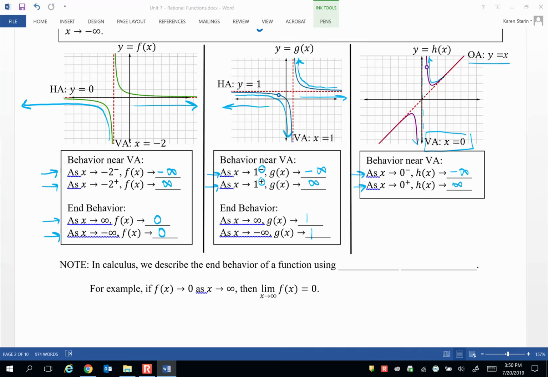So in calculus, we would describe the end behavior of a function using limit notation. So, for example, if f of x approaches 0 as x approaches infinity, then we would write this in limit notation like this. The limit as x goes to infinity of f of x equals 0.